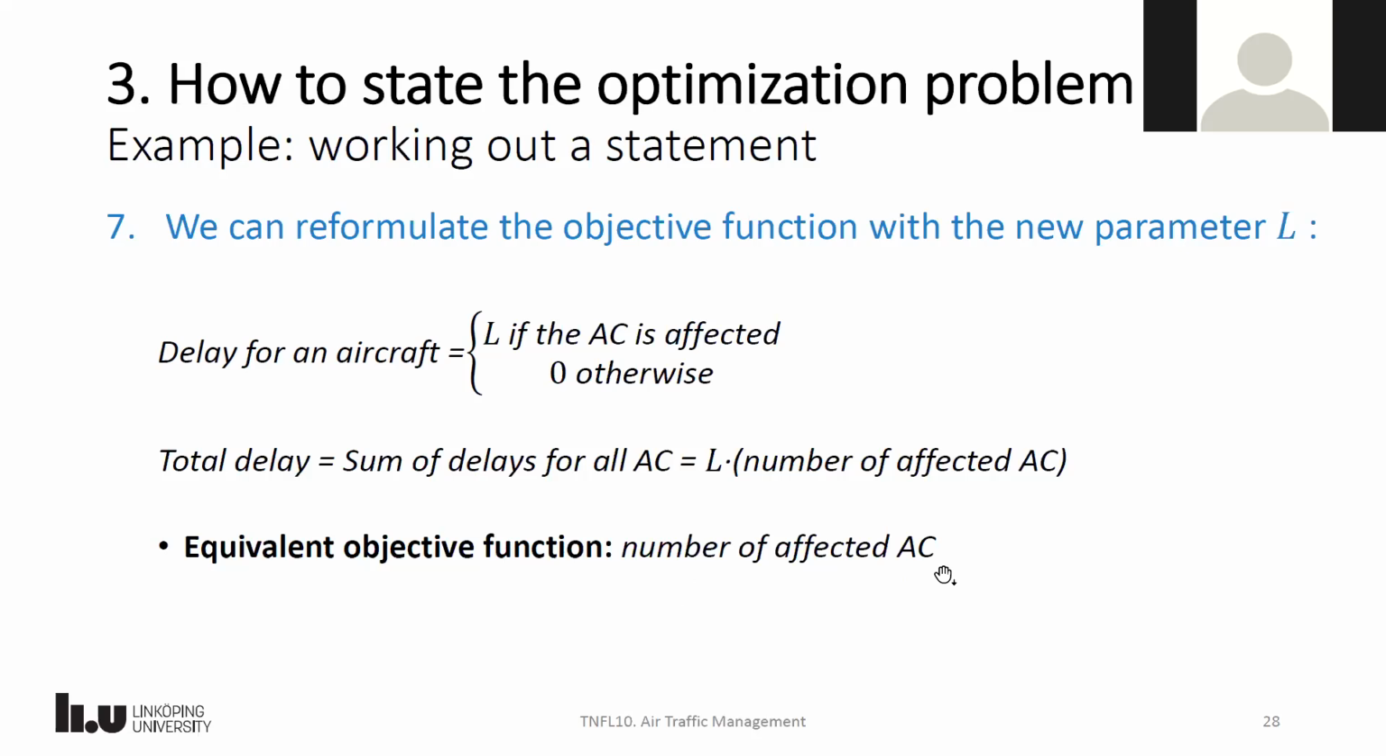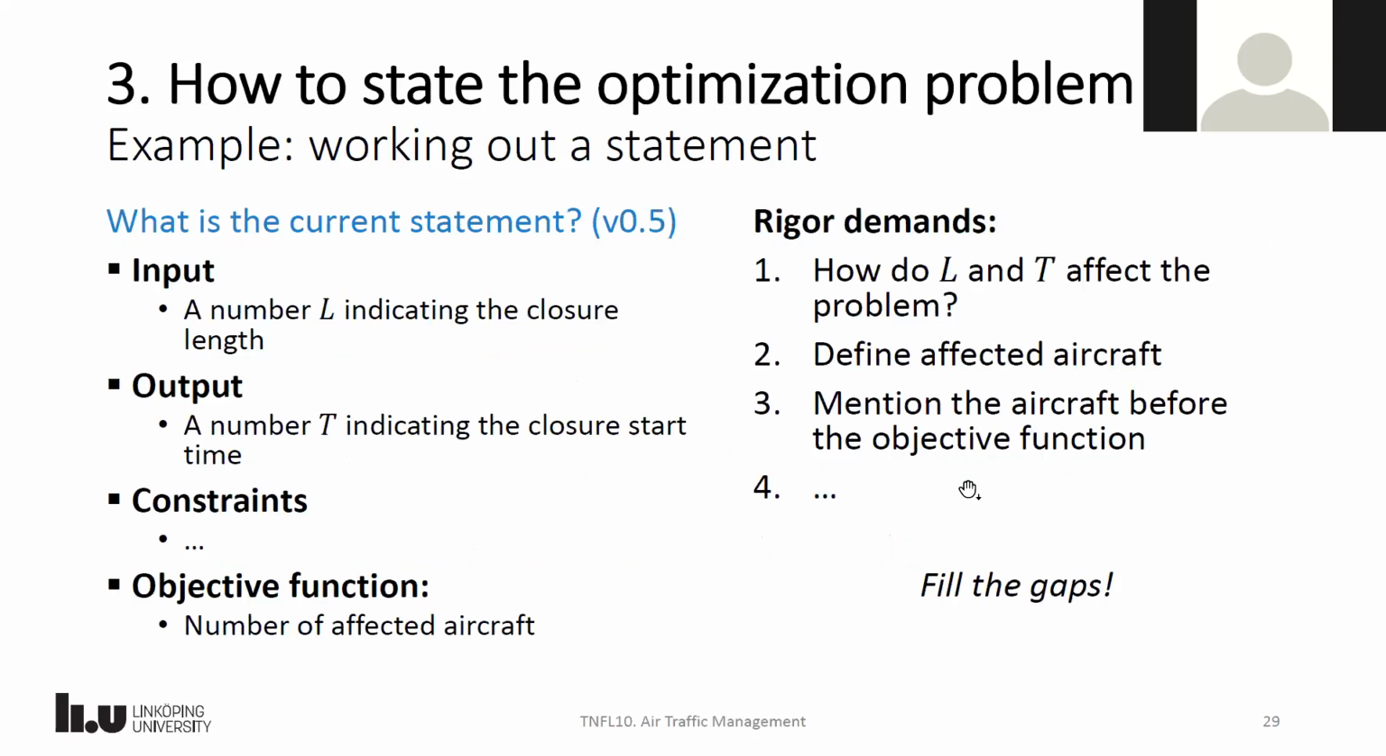So an equivalent objective function that is easier for us to write in the statement is that we now want to minimize the number of affected aircraft. We can still say delay, but because we have defined delay in this simple way, we can put the objective function in an even simpler way. So we have formulated this. Now we are going to try to organize this into the pieces that we stated at the beginning of the class. The first input that we have is a number L indicating the length of the closure of the airspace.